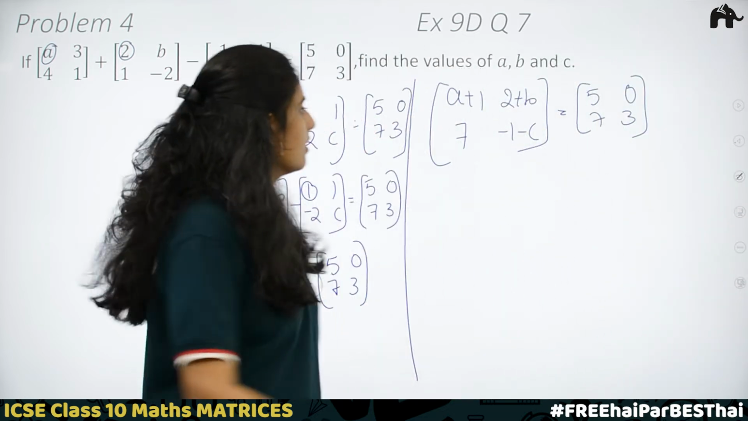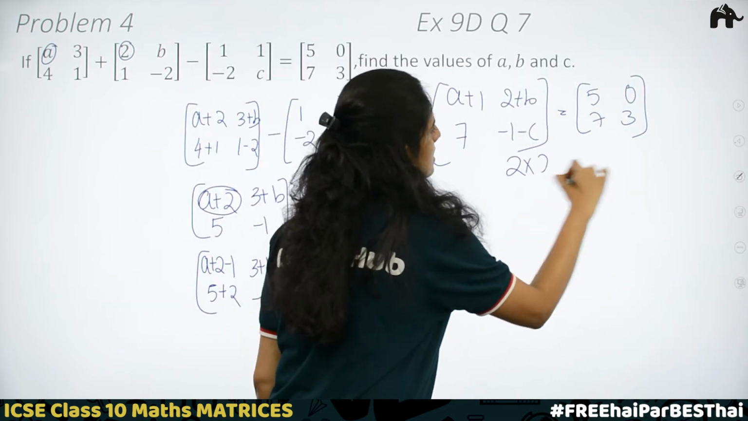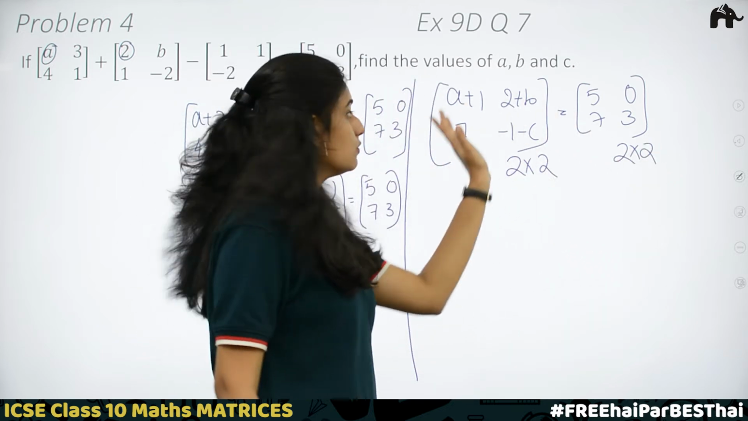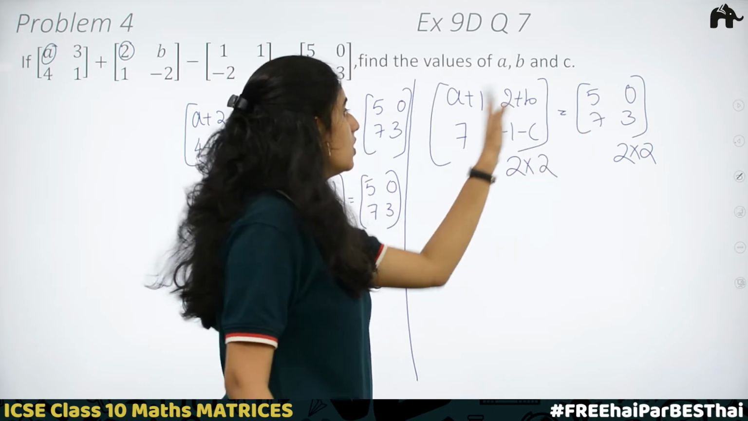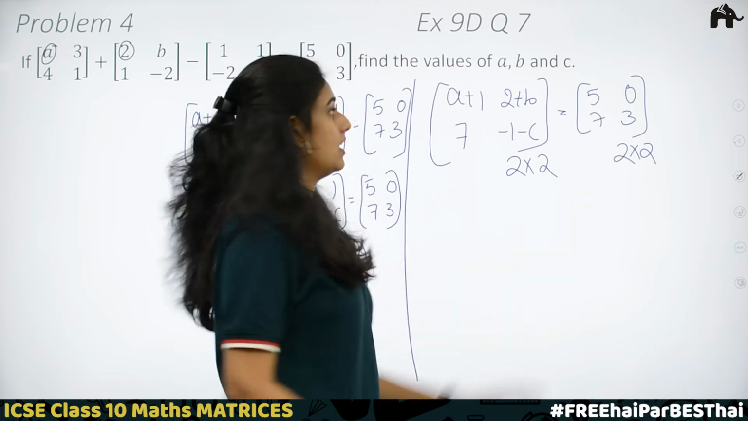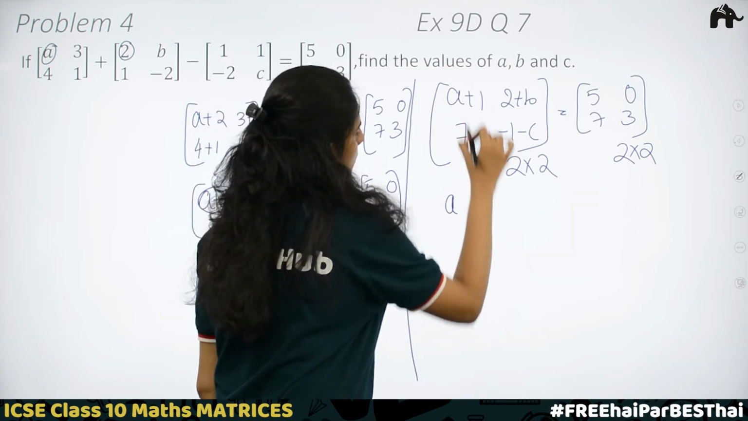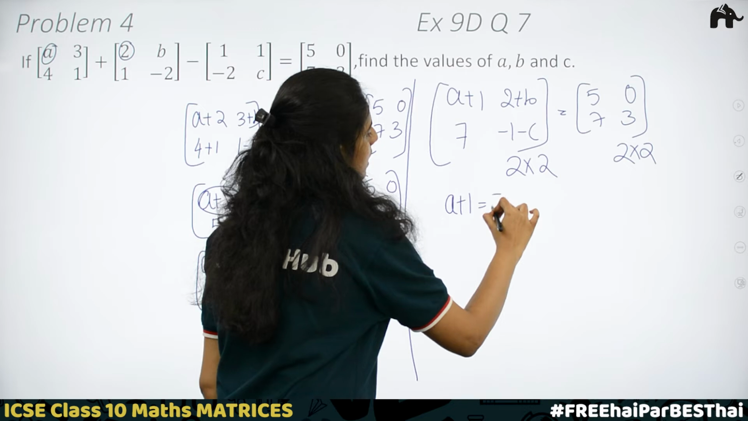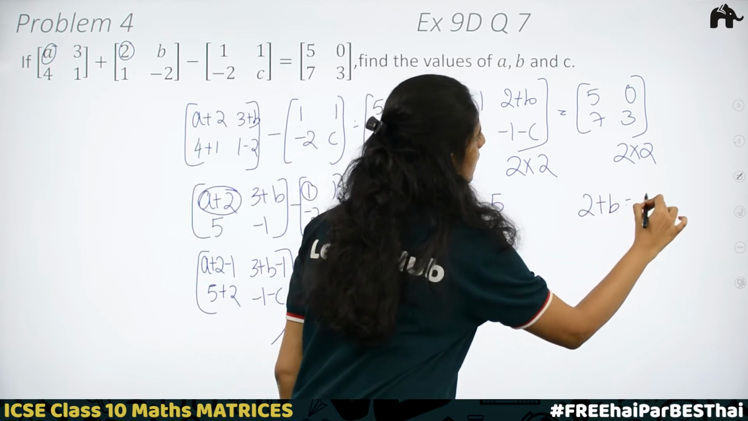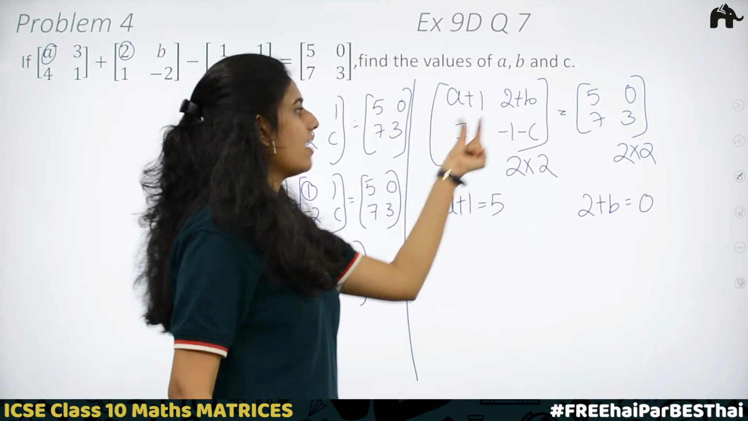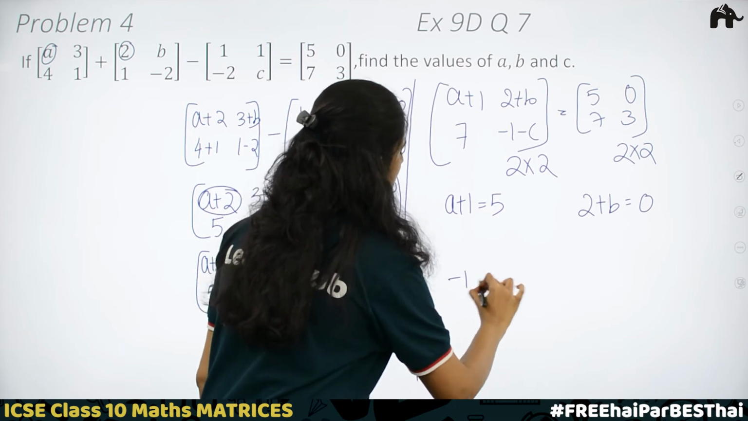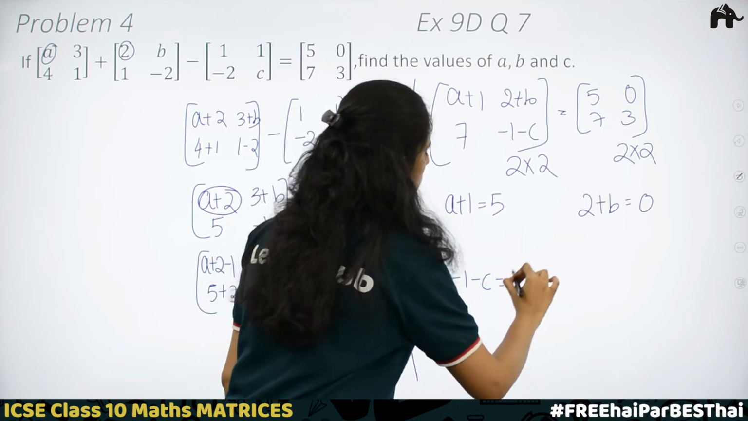Now here LHS we have a 2 by 2 matrix. RHS also we have a 2 by 2 matrix. They are equal. Therefore the corresponding elements are also equal. We can equate first element A plus 1 will be equal to 5. Second element 2 plus B will be equal to 0. Third, here we have 7, here also we have 7. Fourth, we have minus 1 minus C will be equal to 3.